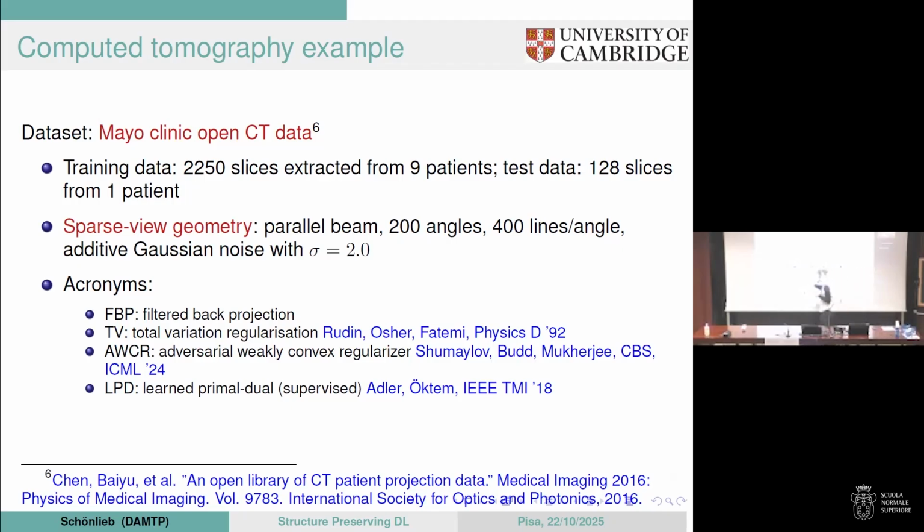The reconstructions that you will see now in comparison are filtered back projection, so the unregularized reconstruction, total variation regularization as a non-learned representative, then the adversarial weakly convex regularizer. And then this one here is learned primal dual, which is, I think, the gold standard now in deep learning for inverse problems, the one that usually achieves the best results and belongs to the second category where you design neural networks with some mathematical properties in mind.